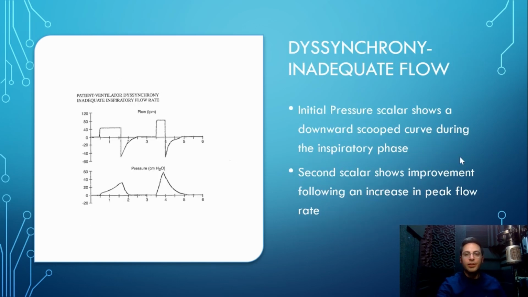Here we have a representation of dysynchrony from inadequate flow. The initial pressure scalar shows a downward scoop curve during the inspiratory phase. And then the second scalar shows improvement following an increase in peak flow rate.